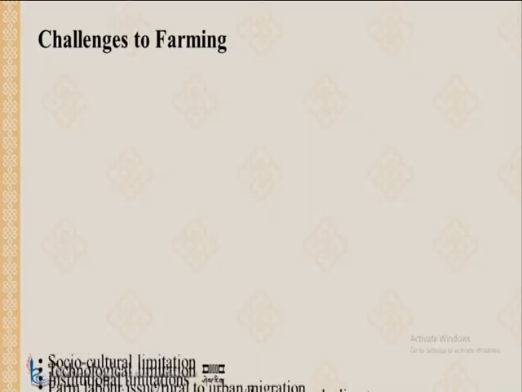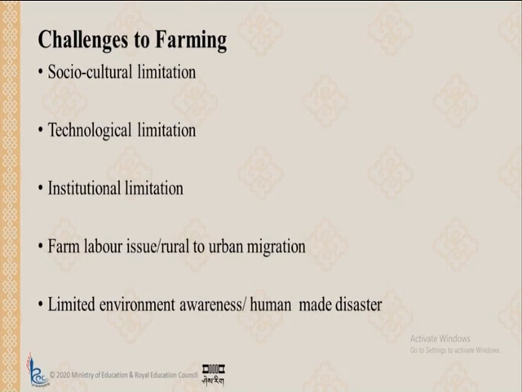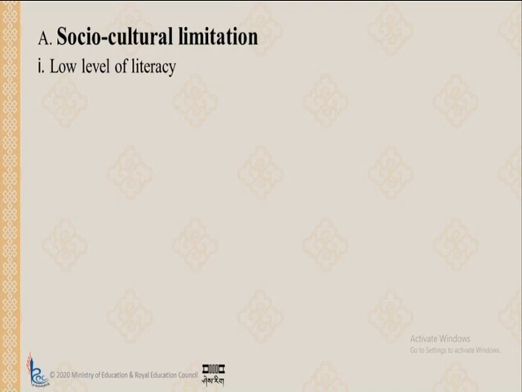Now, let us look at the challenges to farming one by one in brief. First is socio-cultural limitation, then we have technological limitations, then institutional limitations, then farm labor issues or rural to urban migration, then we also have limited environmental awareness, which also means human-made disaster. Now, under socio-cultural limitations, the first one we have is a low level of literacy.